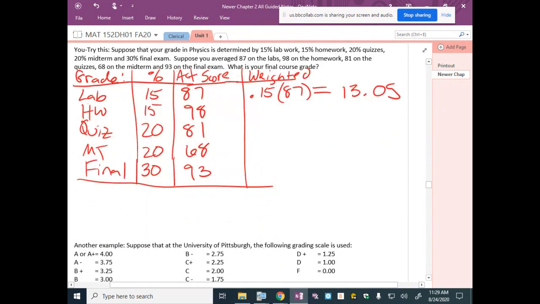So for the homework, now see the problems I give, I like to make the weights all different just to mess with you a bit. It's fun.